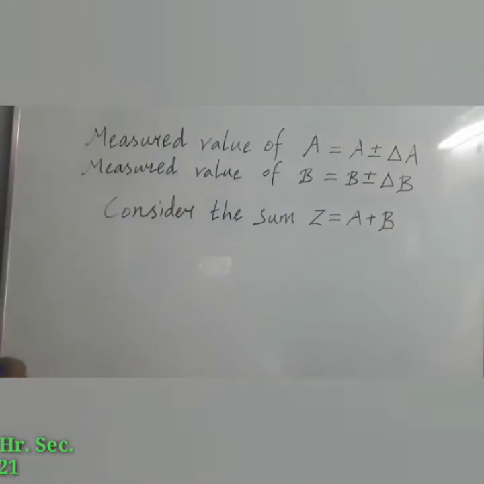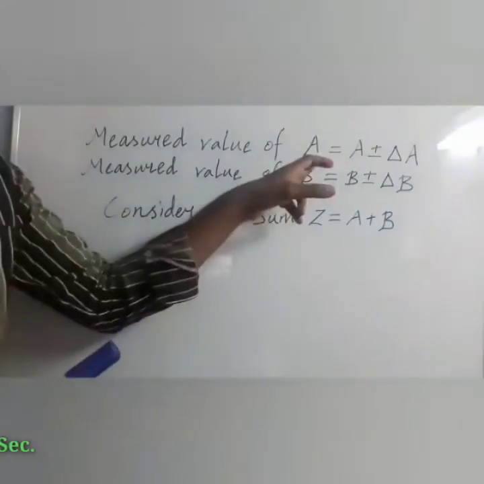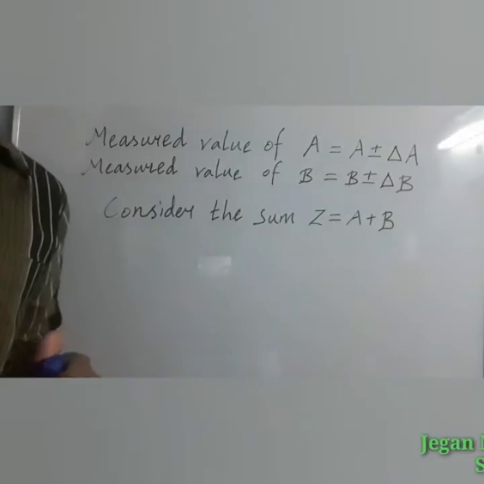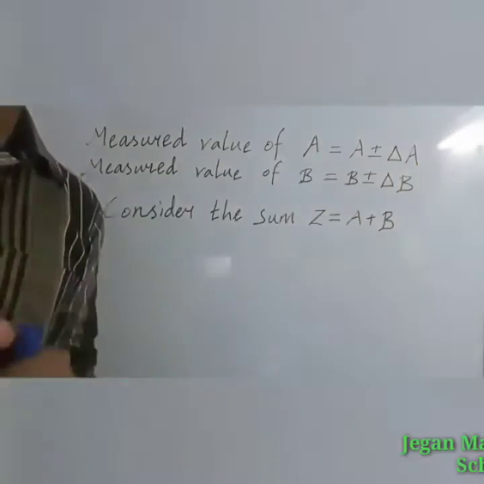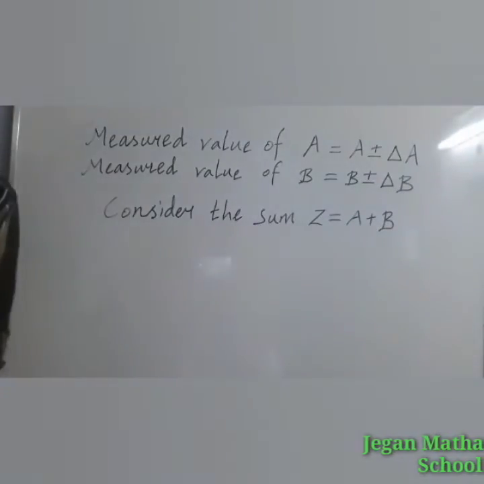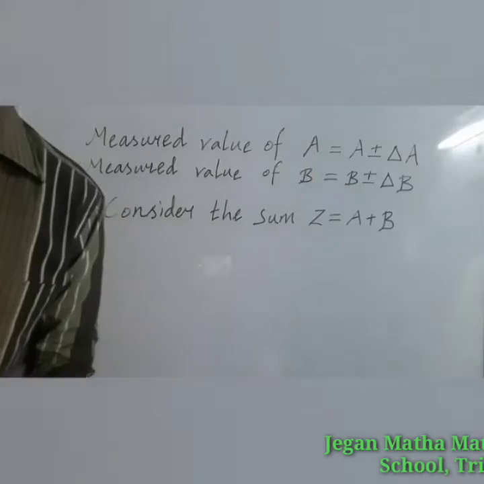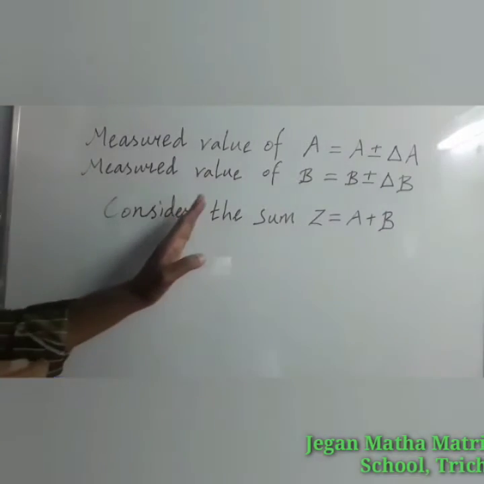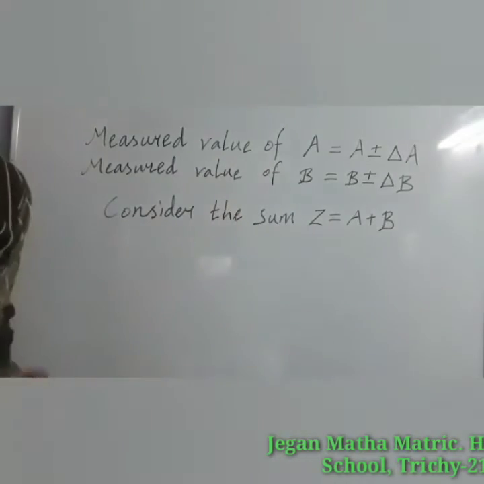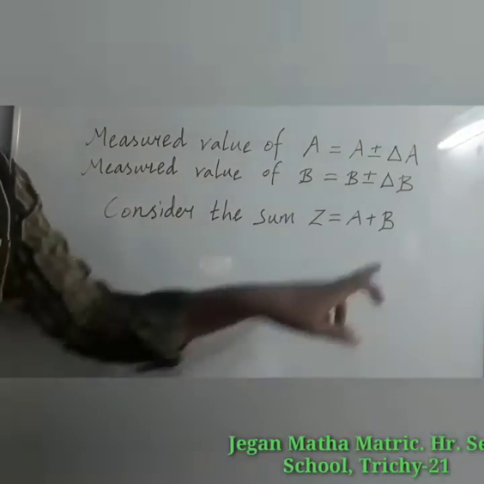Let us take two measured quantities. First quantity is A and the second quantity is B. So we have measured those values along with the error. We know that del A and del B are the absolute errors in the two quantities A and B. Consider the sum of the two quantities as Z. Here what is the mathematical operation we are taking? Addition we are taking.